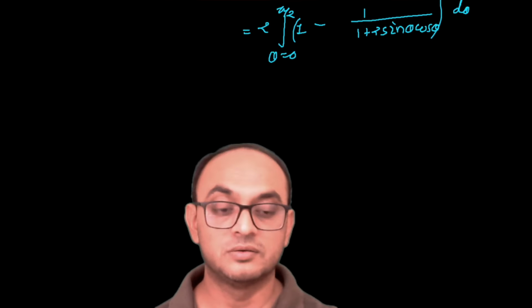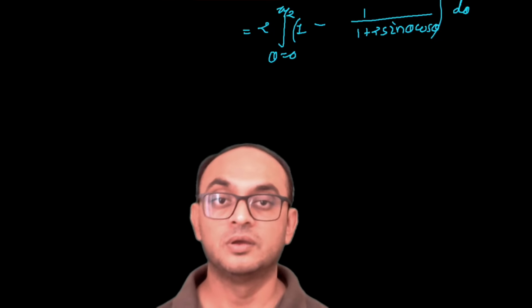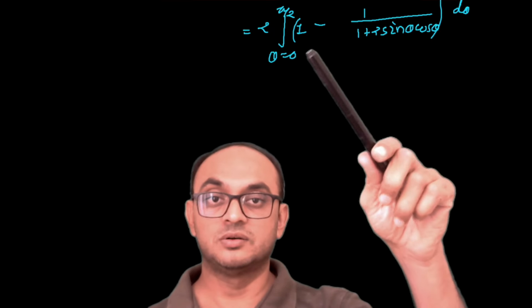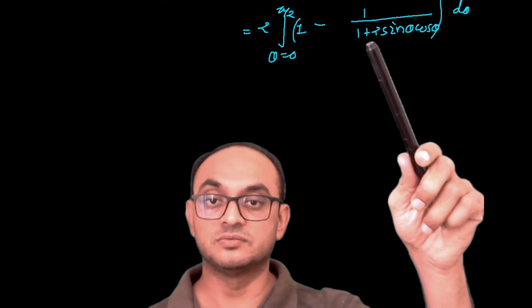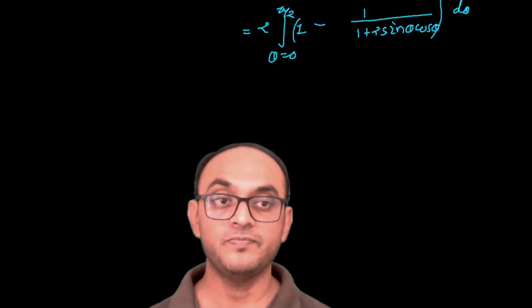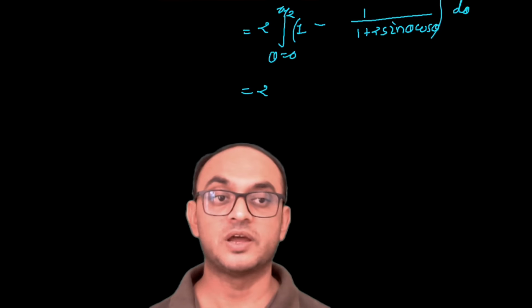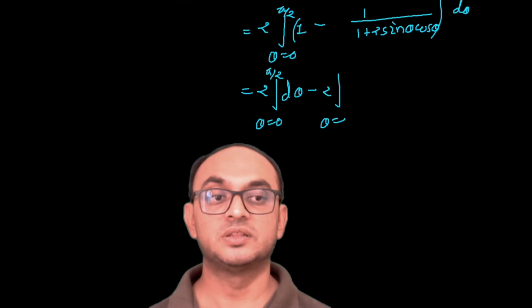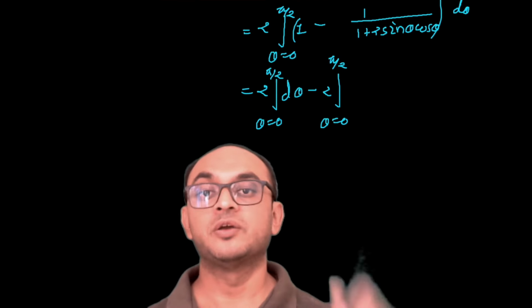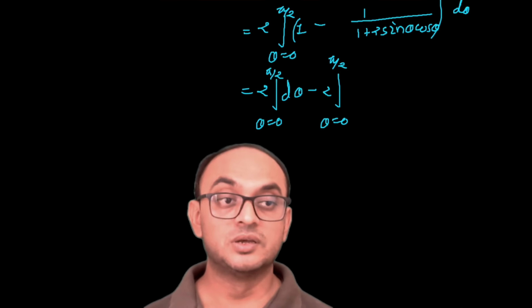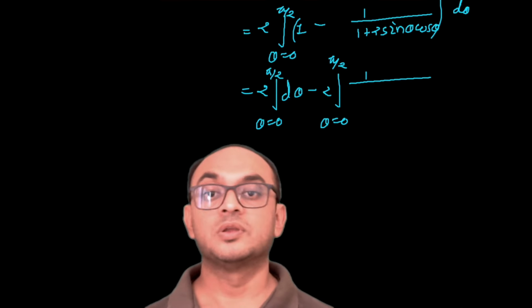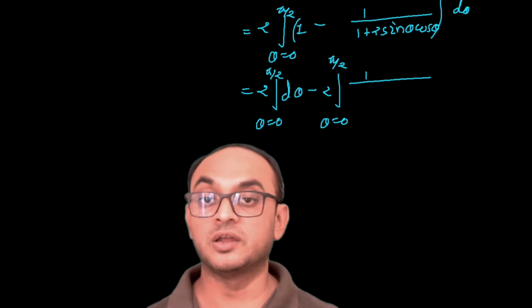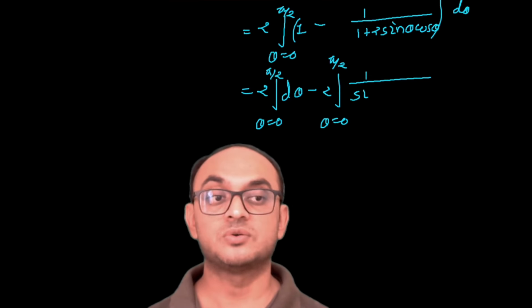Now you can easily integrate this one, but what about this integration? So let us discuss this also. This is equal to 2 times the integration theta equal to 0 to pi by 2, 1 into d theta, which is d theta, minus the integration, 2 times theta equal to 0 to pi by 2. What about this one? See, this is 1 upon 1 plus 2 times sin theta cos theta, which is sin theta plus cos theta whole square.